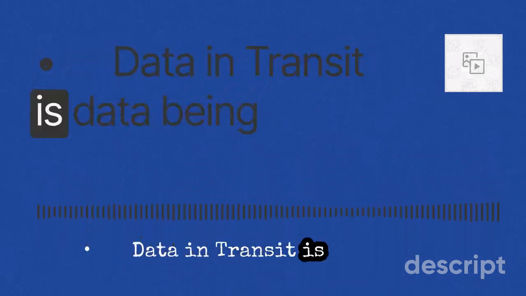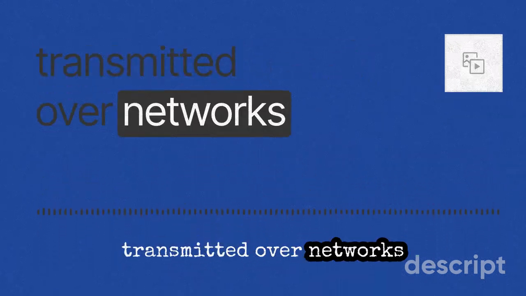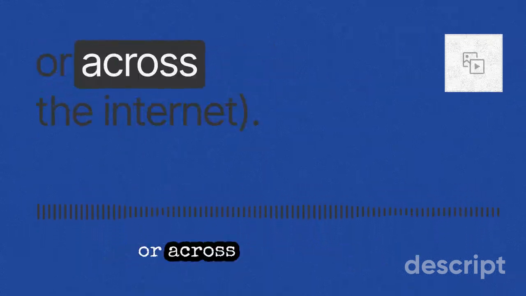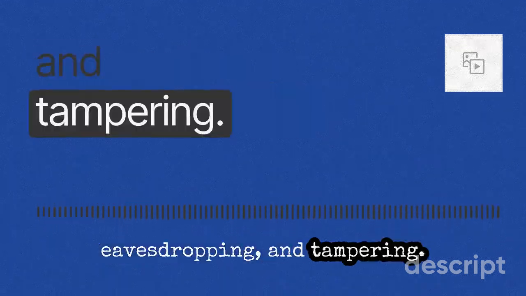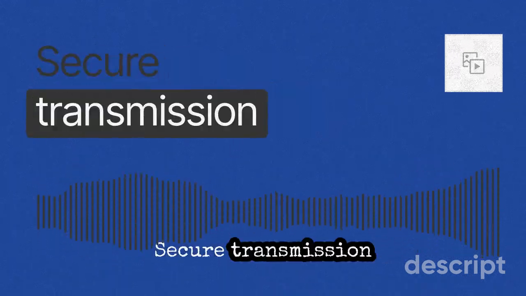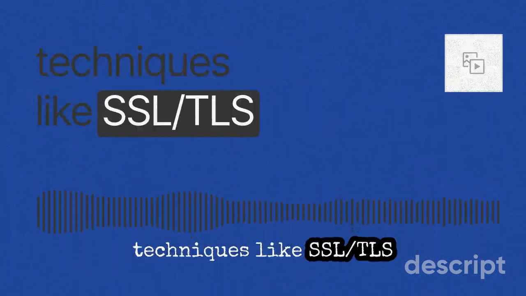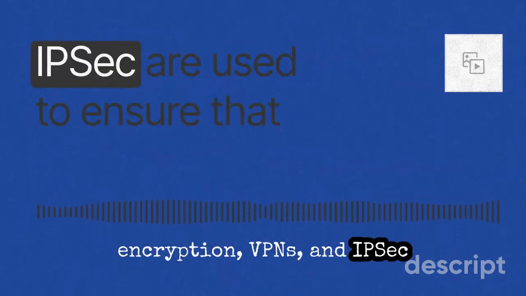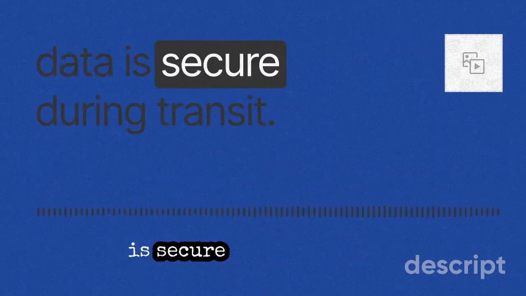Data in transit is data being transmitted over networks, either within a local network or across the Internet. This is more vulnerable to interception, eavesdropping, and tampering. Secure transmission techniques like SSL/TLS encryption, VPNs, and IPsec are used to ensure that data is secure during transit.